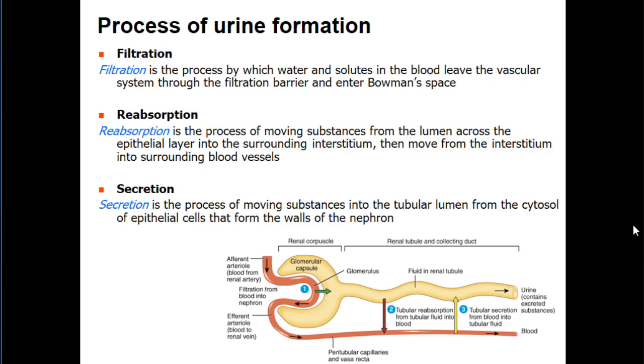Reabsorption is the process of moving substances from the lumen across the epithelial layer into the surrounding interstitium and then from the interstitium into the surrounding blood vessels. Secretion is the process of moving substances into the tubular lumen from the cytosol of epithelial cells that will form the walls of the nephron.